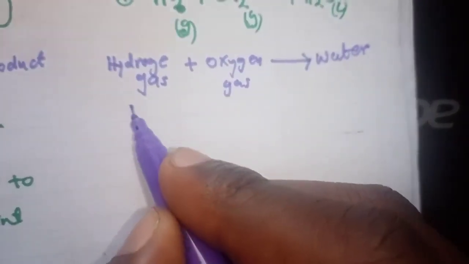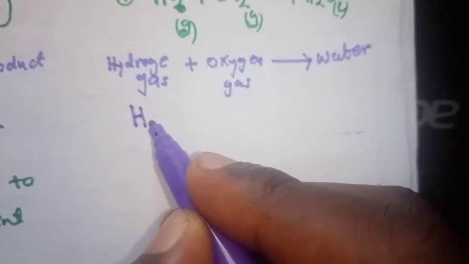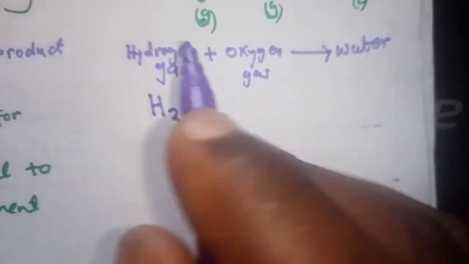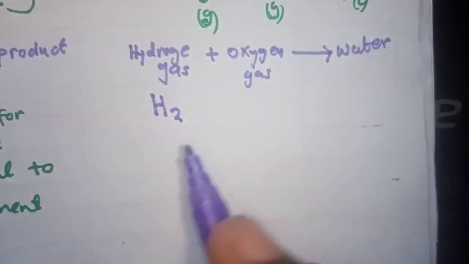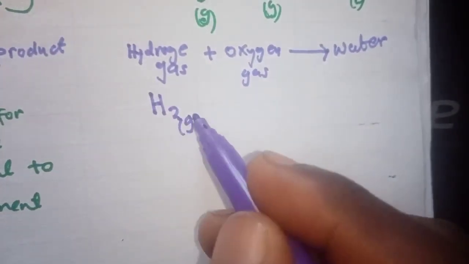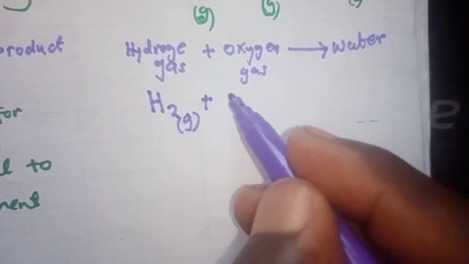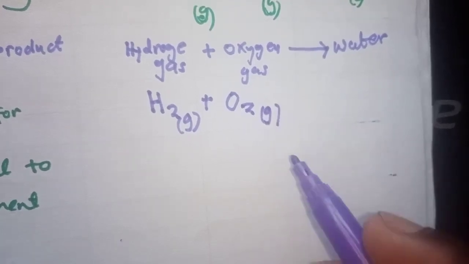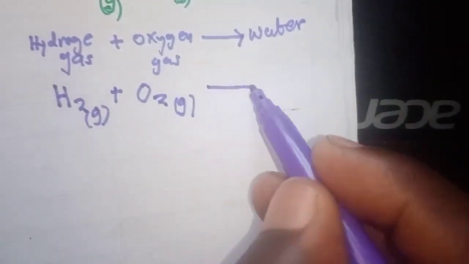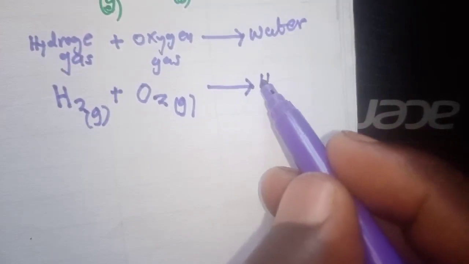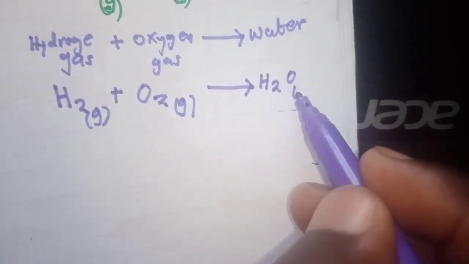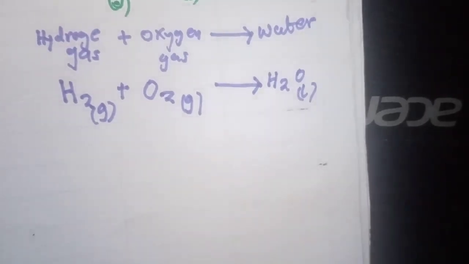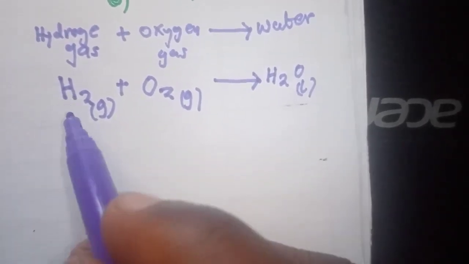In symbols, hydrogen gas is written as H2, and then you write the state symbol, it's a gas, plus oxygen gas, O2, with its state symbol, and these will give us water, H2O, a liquid.